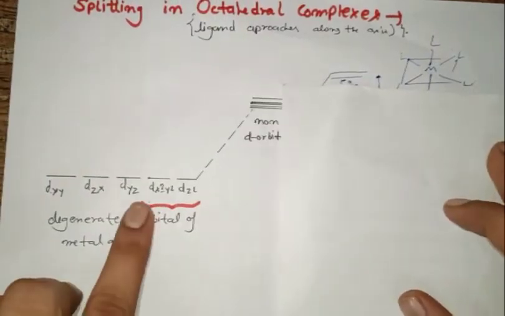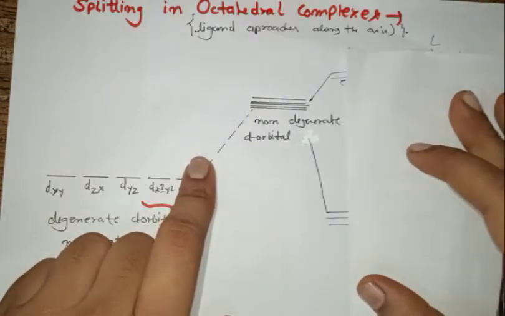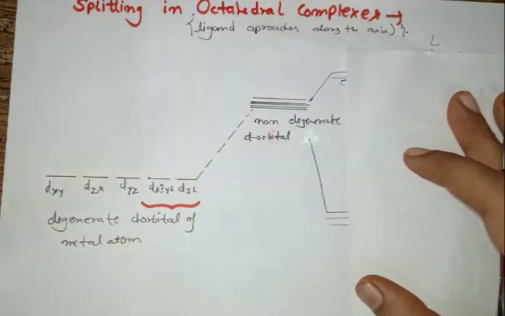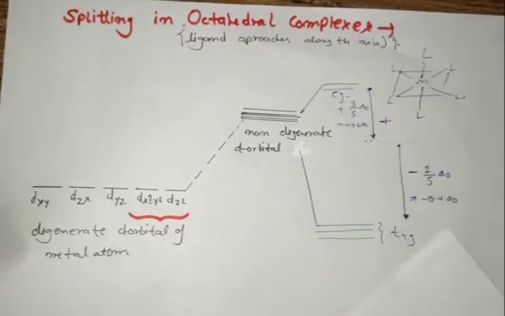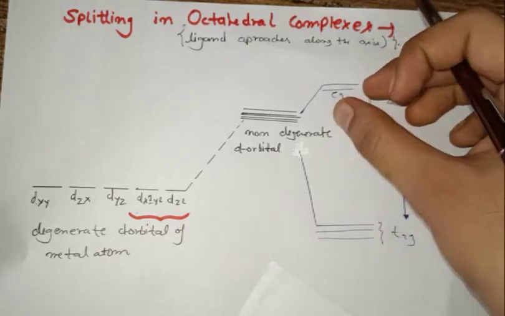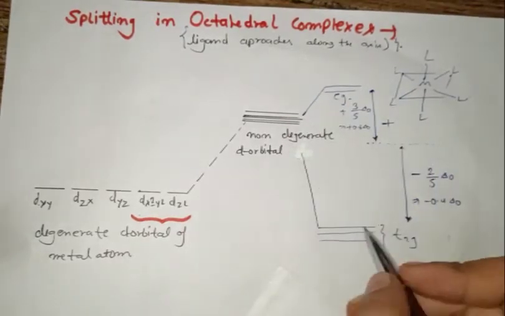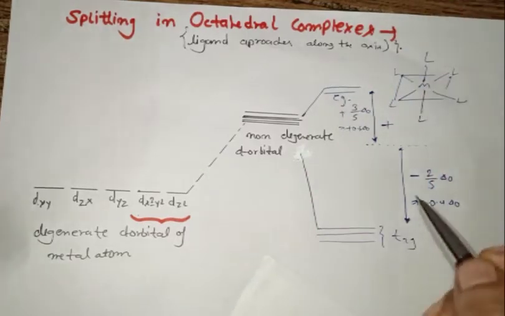So let's say these are the 5 degenerate d orbitals of the metal atom. Then the ligand approaches, and in the presence of the ligand the d orbitals have increased their energy. Since the ligand is approaching along the axes, and eg were along the axes, you can see eg is increasing its energy, getting destabilized, and t2g are decreasing their energy, getting stabilized, because the ligand is approaching along the axes only.